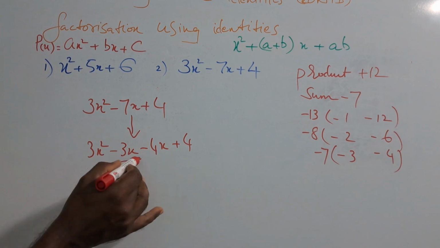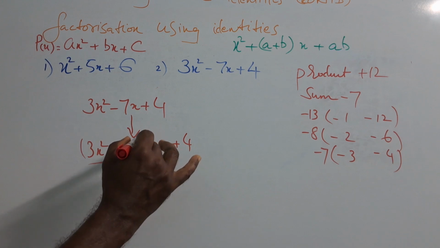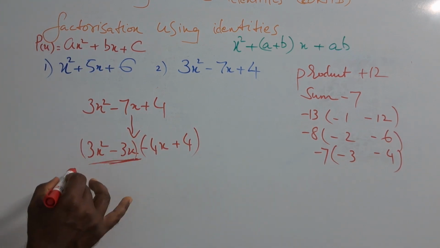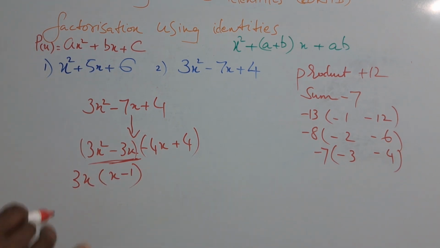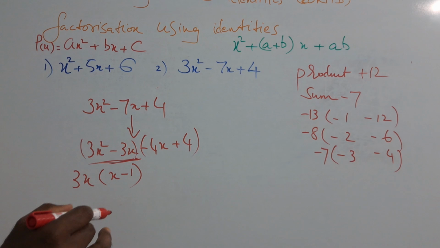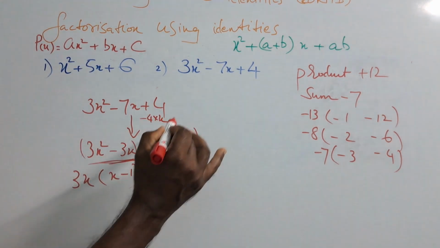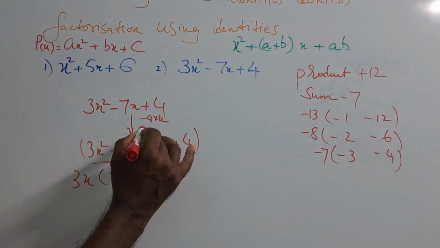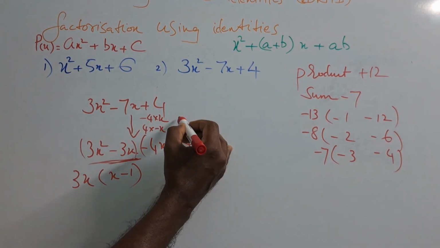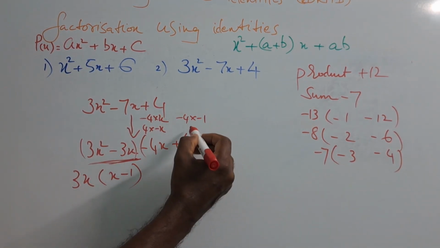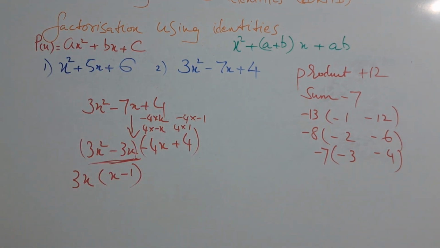Now move the common factor from this pair and also from this pair. 3x is the common factor. The remaining is x minus 1. Here, you need to be a little bit careful because minus 4 into x is minus 4x. 4 into minus x is also minus 4x. Here, minus 4 into minus 1 is plus 4. 4 into 1 is also plus 4.